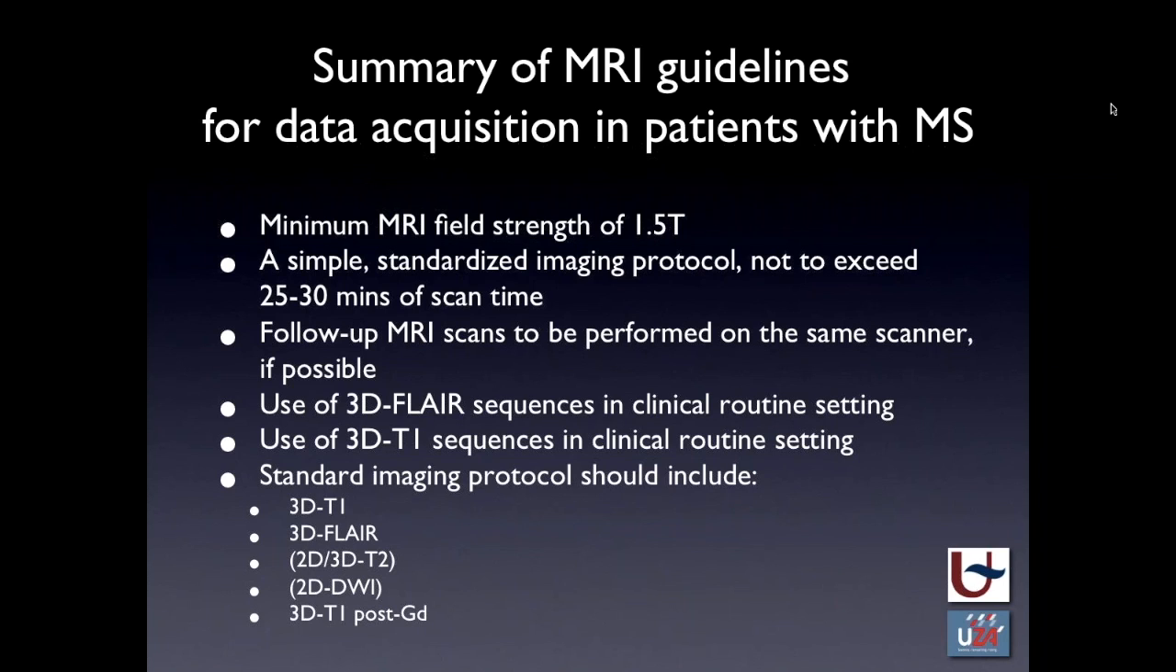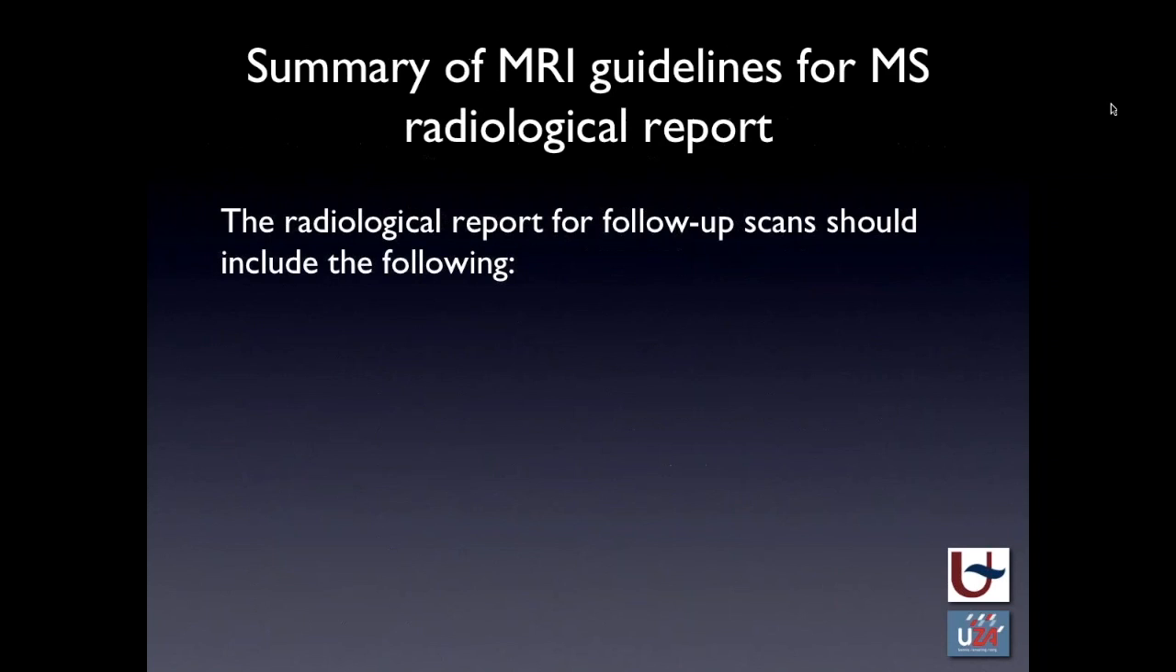Follow-up MRI scans should be performed ideally on the same scanner with the same sequence. We use 3D FLAIR sequences, we use 3D T1 sequences, and then you can read at the bottom of the slide the other sequences that are included in the protocol. But the main thing is to have 3D T1, 3D FLAIR, potentially also 3D T2 sequences. Diffusion-weighted imaging could be useful. And again, gadolinium is an essential point of all protocols.